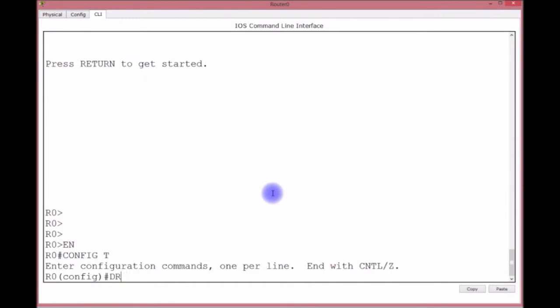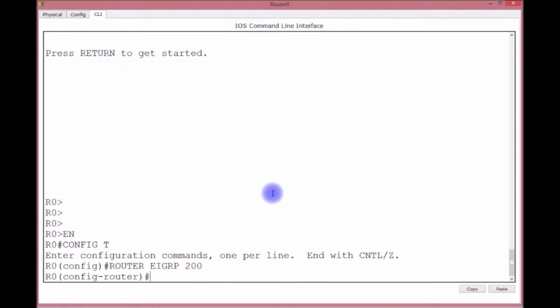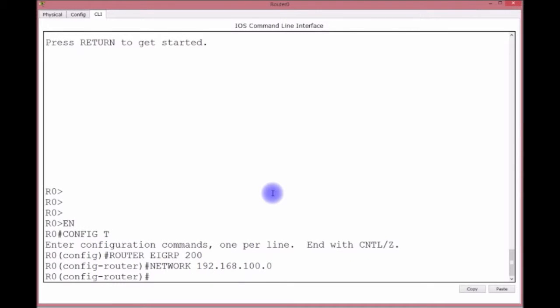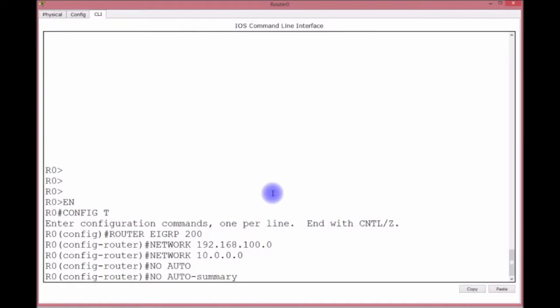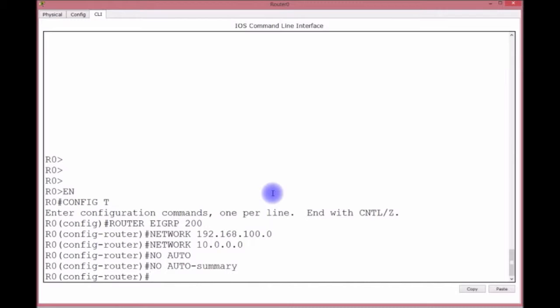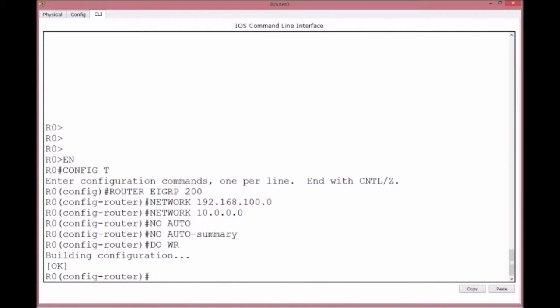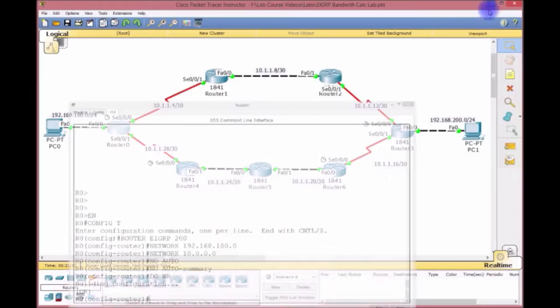So router EIGRP 200. Network, I'm going to do the LAN first because this has a LAN, 192.168.100.0. Then the serials or the WANs, the transit, right, is class A, right? 10.0.0.0. And then no auto-summary. I'm going to tab it out. Boom. All right, I'm done there. Do WR. I remember autonomous system 200.